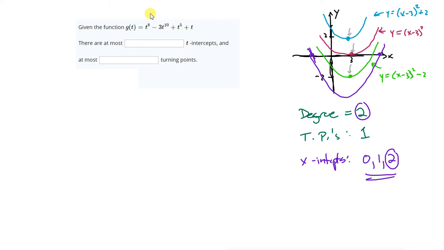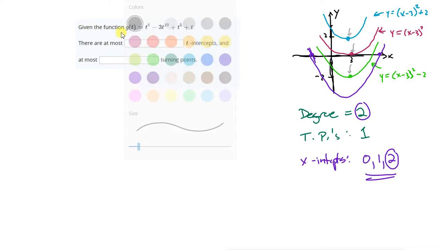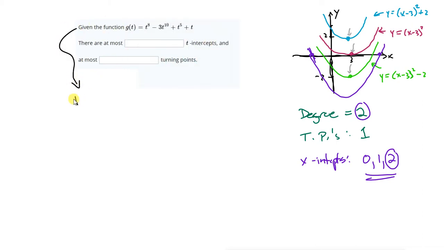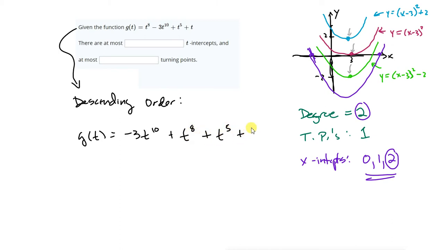So now what about this problem? In this problem, I can rewrite the function in what's called descending order. What is descending order? Where the powers go down from the highest to the lowest. So if I write this in descending order, it would be g of t equals negative 3t to the 10th, which would come first, because that's the highest degree. Then plus t to the 8th, and then plus t to the 5th, and then plus t.